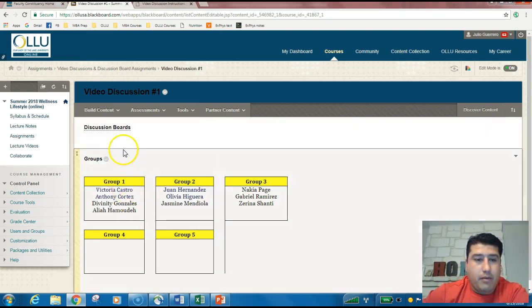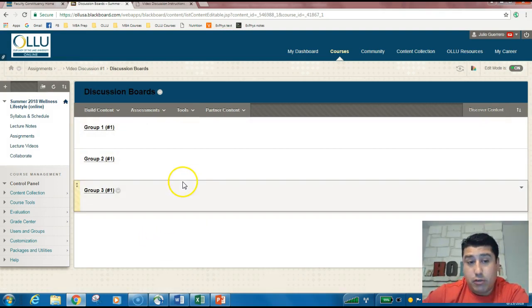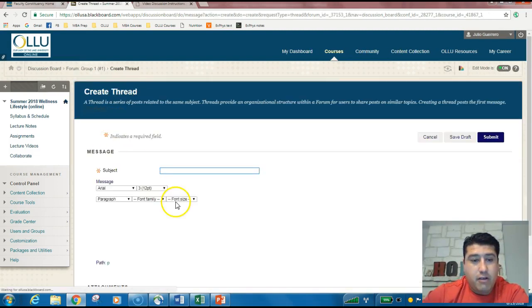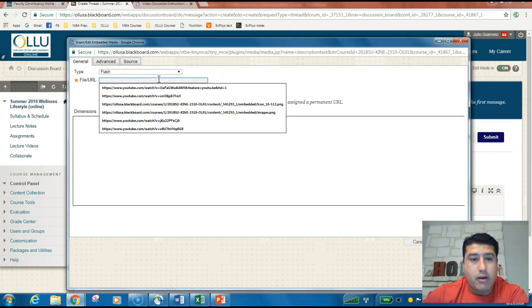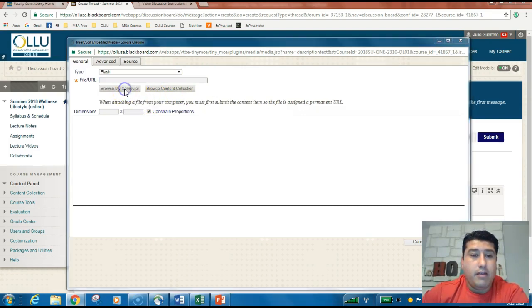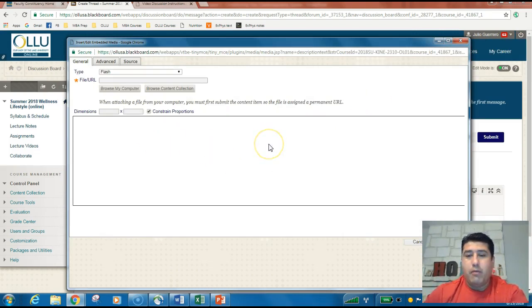In order to complete the assignment, you click on the discussion boards, and you can see there's Group 1's discussion board, Group 2's discussion board, Group 3's discussion board. So if you're in Group 1, you click on Group 1, and then you create your thread. And to post your video, remember to click on the video icon and then embed your URL to the YouTube video. Or if you've saved your video to a computer file, then you can browse your computer to find your video and embed it. But either way, I want to be able to see all the videos in one location rather than having to go back and forth to YouTube.